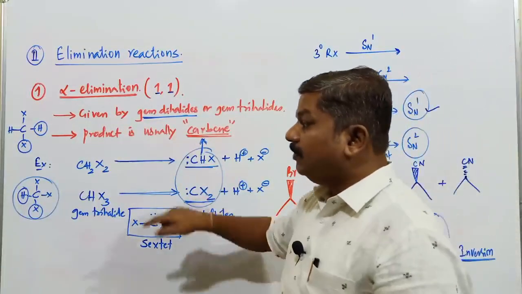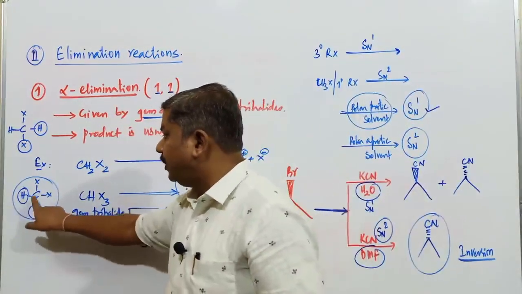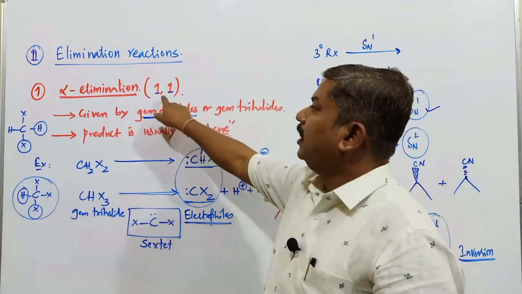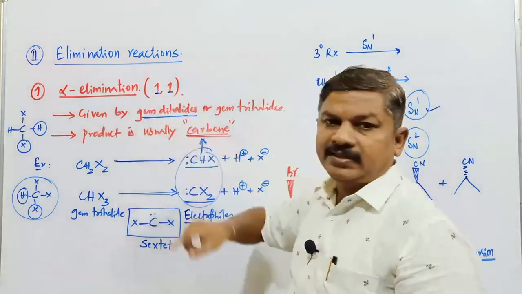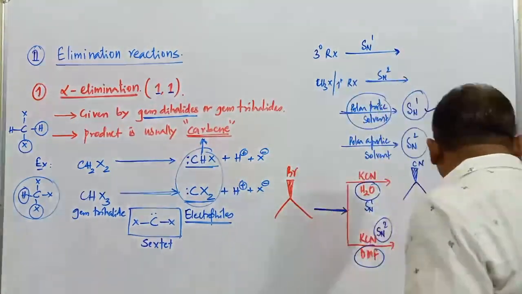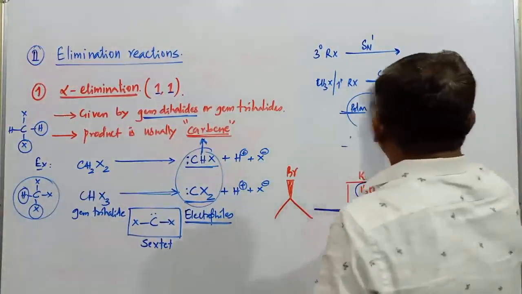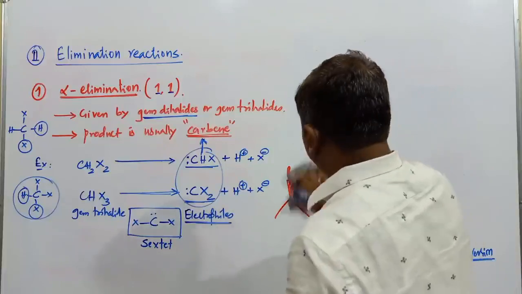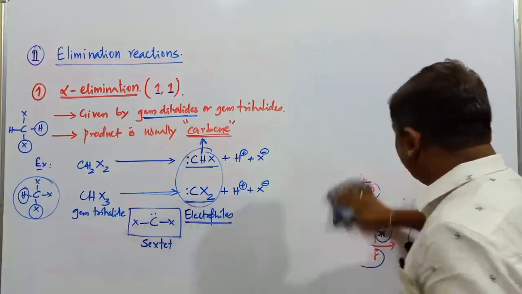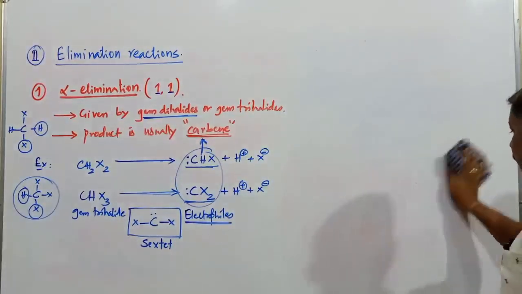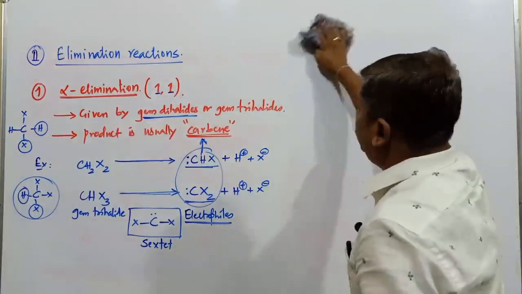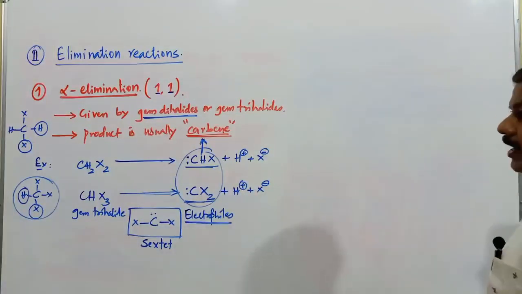If the elimination of atoms or a group of atoms takes place from a single carbon atom, it is called alpha elimination, or 1-1 elimination. Clear? This is the first type of elimination reaction we generally come across. In some mechanisms, we will come across the presence of an intermediate, that is the carbene.